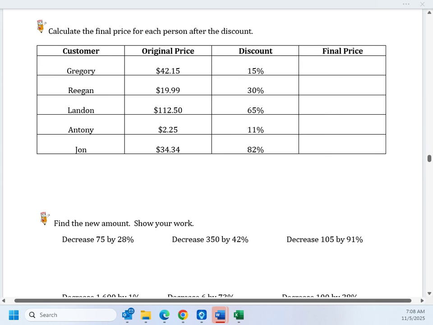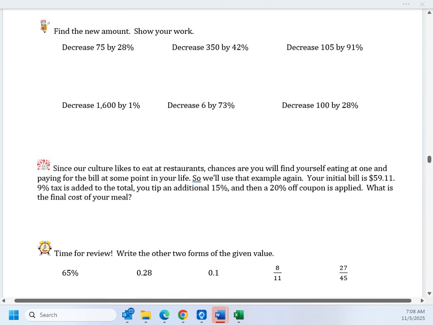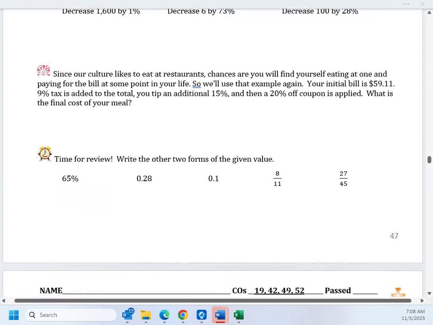Just like on our last objective, we have our table to fill in, finding those final prices. Remembering we are doing discounts, so our amount is decreasing. Then the next section, we're finding our new amount. Show your work. We are decreasing 75 by 28%. It's the same math. Your original number, 75, taking off 28%. Do the same math that we've been doing. And then we have a word problem that you are going to figure out yourself, paying attention to all the different parts and what steps we have to do.